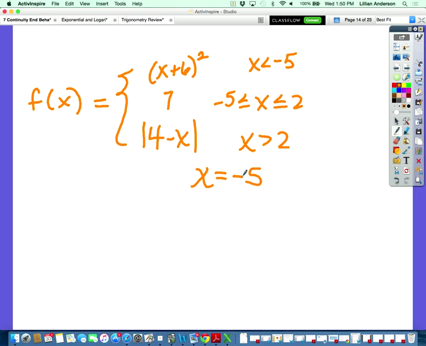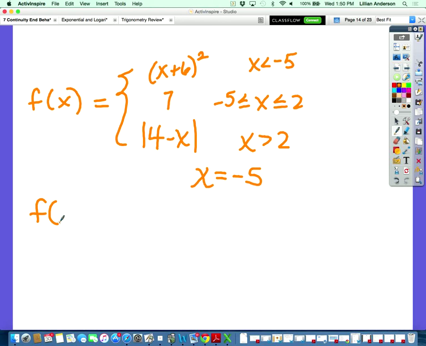So this is a piecewise function. I want you to determine if this function is continuous at -5. You've got to do the test for piecewise functions. You've got to do the test, okay? So for my people who weren't here, somebody help them out. What's the first test again?